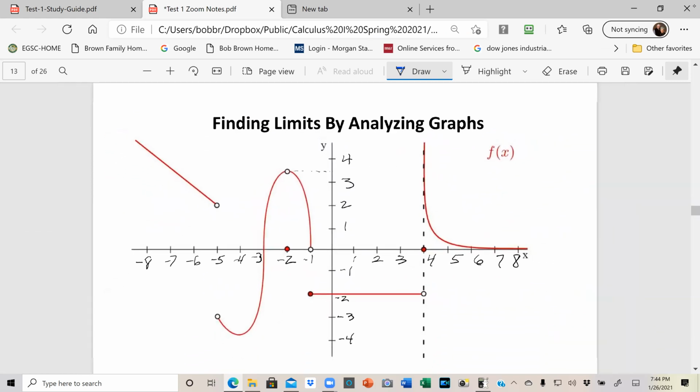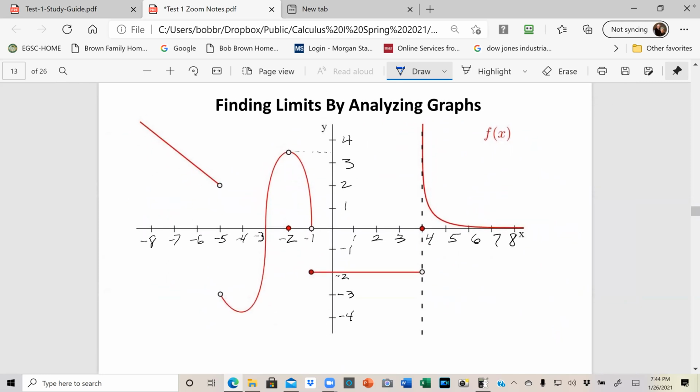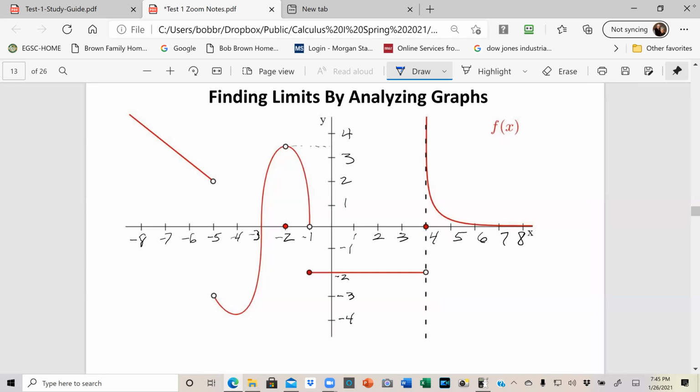Now we're going to switch to finding limits by analyzing graphs. So look at this graph, and it's got a lot of discontinuities. And what we're going to do is calculate some limits. Let me, first of all, this point over here is going to be 3.5. That sort of lines up with that point there.